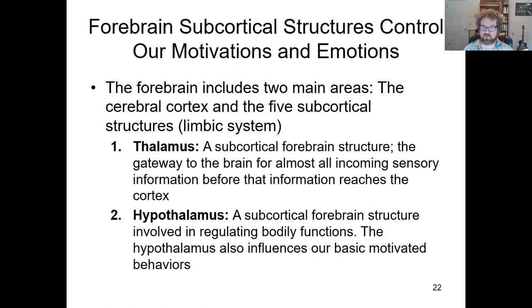When that sensory information, when those projections from your sensory organ enter the brain, they first enter through the thalamus before being rerouted to the higher levels of the brain. And the exception to this is smell. We'll talk more about this in the chapter on sensation and perception. But for now, you need to know that the thalamus is the sensory relay station for the brain.